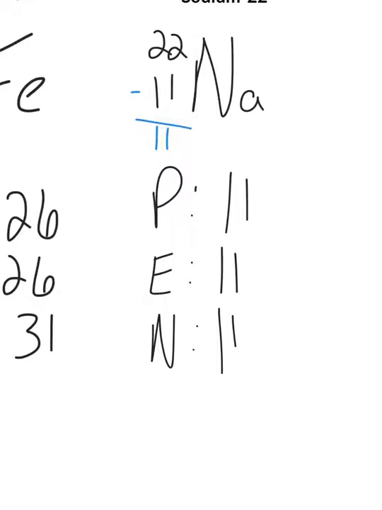So hopefully now you have a better understanding of how to write isotope symbols, and then how to use those isotope symbols to figure out what the different parts of this atom are and how many of each of them we have. So, all right, best of luck, and we'll see you in class.